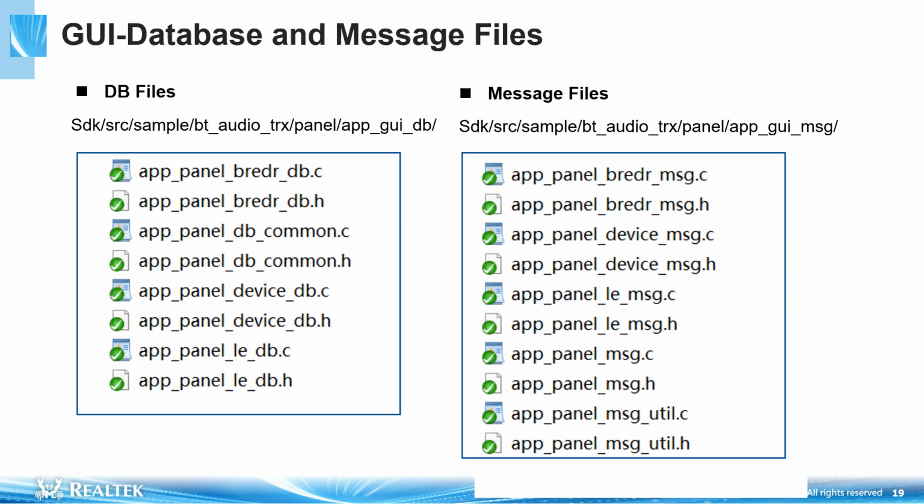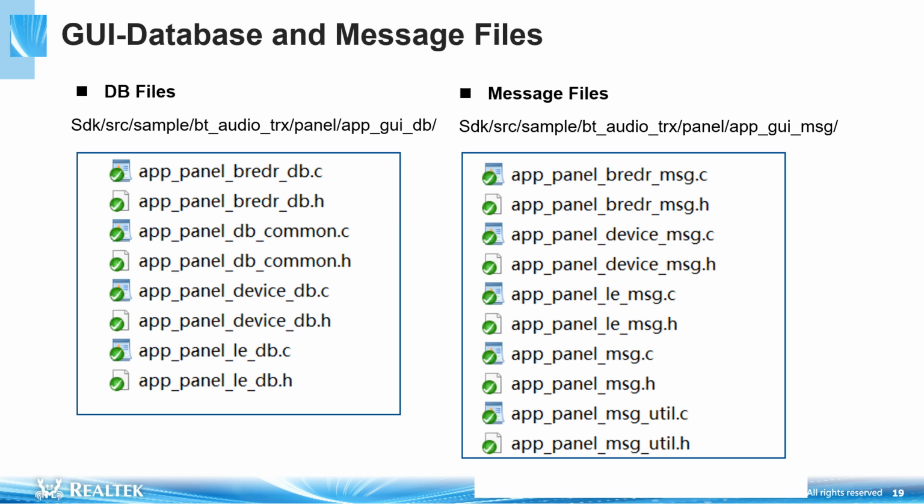The function of the files under the DB is to save data information transmitted from the app to the GUI. Based on the source of the information, they are roughly divided into 3 categories. The file app_panel_bredr_db.c contains information related to the charger case connecting to devices via classic Bluetooth. The file app_panel_db_common.c contains some common interfaces or variables. The app_panel_device_db.c pertains to the information of the battery case itself. And the app_panel_le_db.c contains information for devices connected via Bluetooth Low Energy.